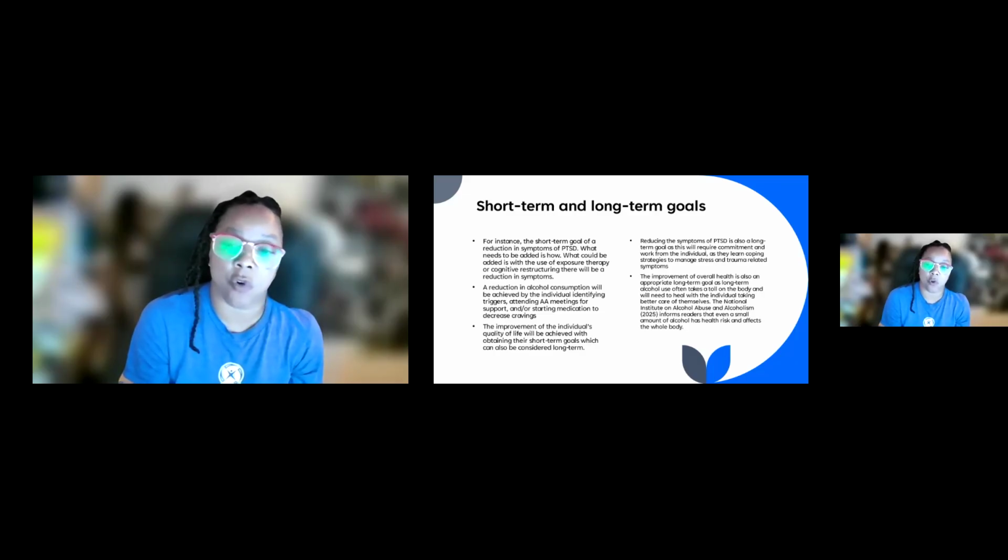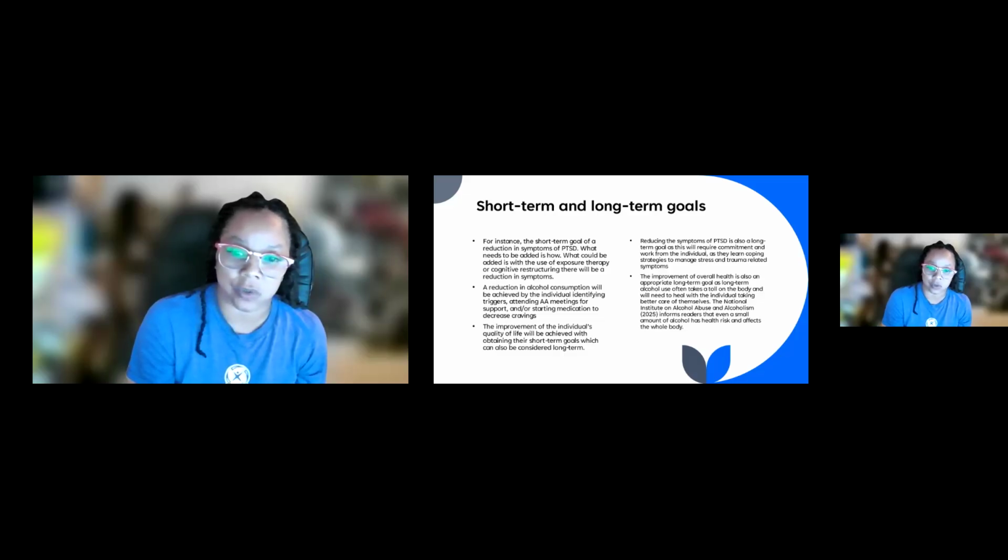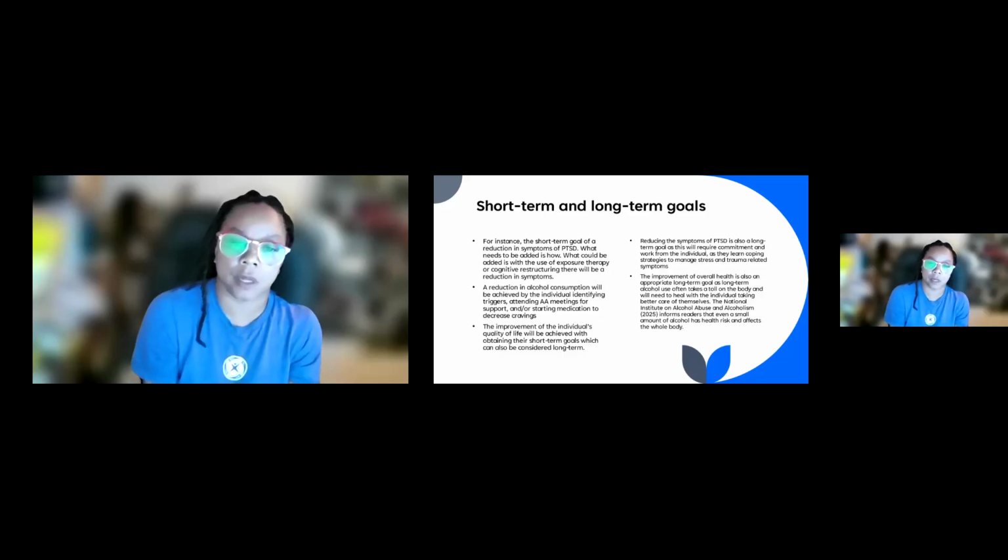The improvement of overall health is also an appropriate long-term goal, as long-term alcohol use often takes a toll on the body and will need to heal, with the individual taking better care of themselves. The National Institute on Alcohol Abuse and Alcoholism informs readers that even a small amount of alcohol has health risks and affects the whole body.